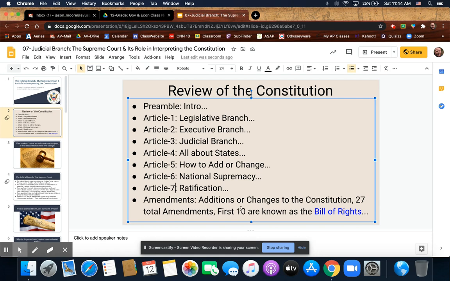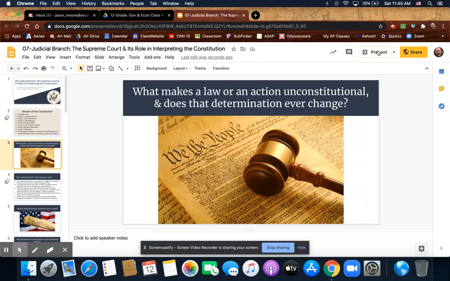And those first 10 amendments to the Constitution are sometimes referred to as the Bill of Rights. So are the Bill of Rights a part of the Constitution? Kind of. They are the first 10 amendments. That is, additions or changes that were added in there, okay?